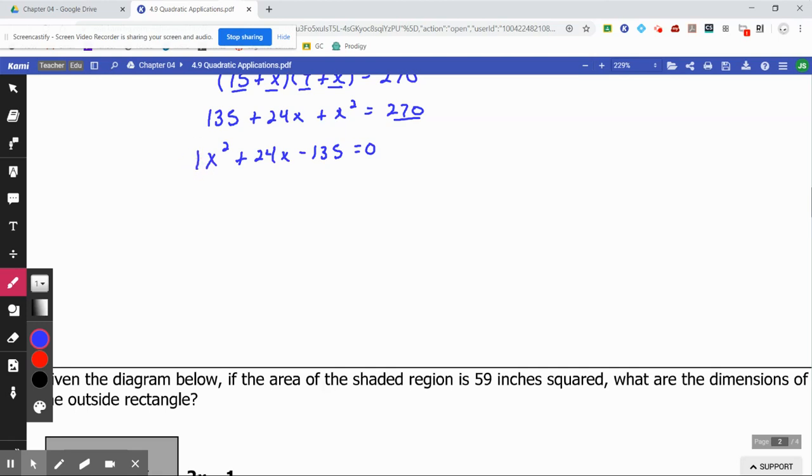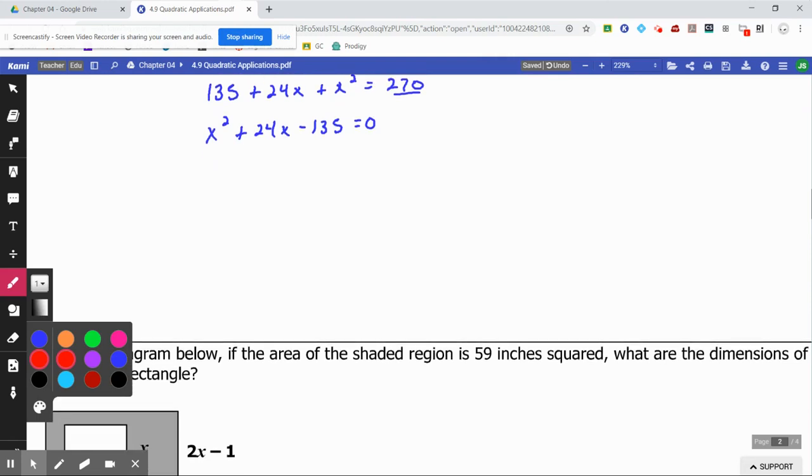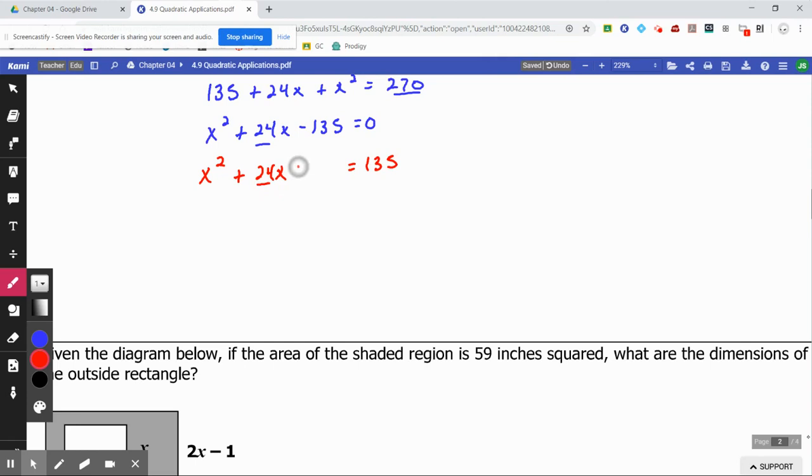Since this is a 1 and this is an even number, we could very easily use, let's use our completing the square here. Quadratic formula would also work, but since you have the 1 and the even, let's try completing the square. Step number 1, move over the 135. You now have x squared plus 24x, leave a space, is equal to 135. To complete the square, you take half of this and square it. You're going to add 144 to both sides.